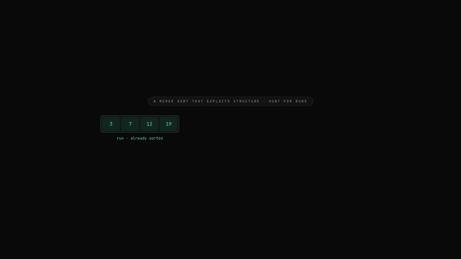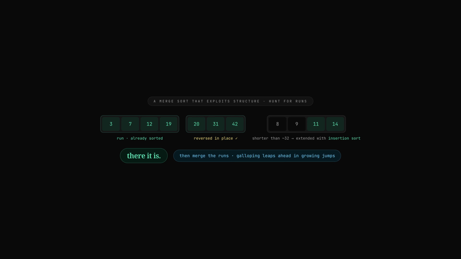Timsort walks the array hunting for runs, stretches that are already sorted. Found a descending run, reverse it in place. Runs shorter than about 32 elements get extended with insertion sort. There it is. Then it merges the runs, carefully, with a trick called galloping that leaps ahead in growing jumps when one run keeps winning.